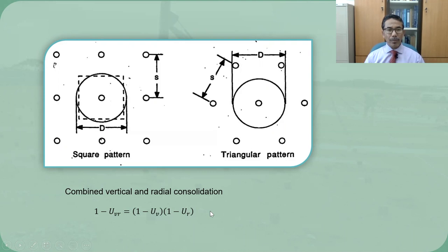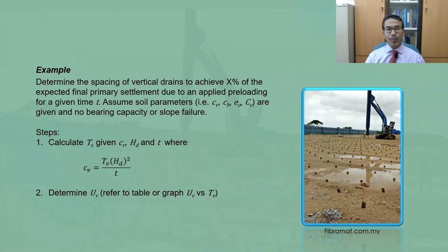Now let's take a look at an example of how to apply geosynthetic strips combined with preloading to achieve a certain percentage of consolidation in soft ground. In this case, determine the spacing of vertical drains to achieve X percent of the expected final primary settlement due to an applied preloading for a given time t. Assume soil parameters such as C sub v, that is the coefficient of vertical consolidation, C sub h, that is the coefficient of radial consolidation, e sub naught, which represents the initial void ratio at site, and C sub c, that is the compression index. So these parameters are given, and assume no bearing capacity or slope failure.